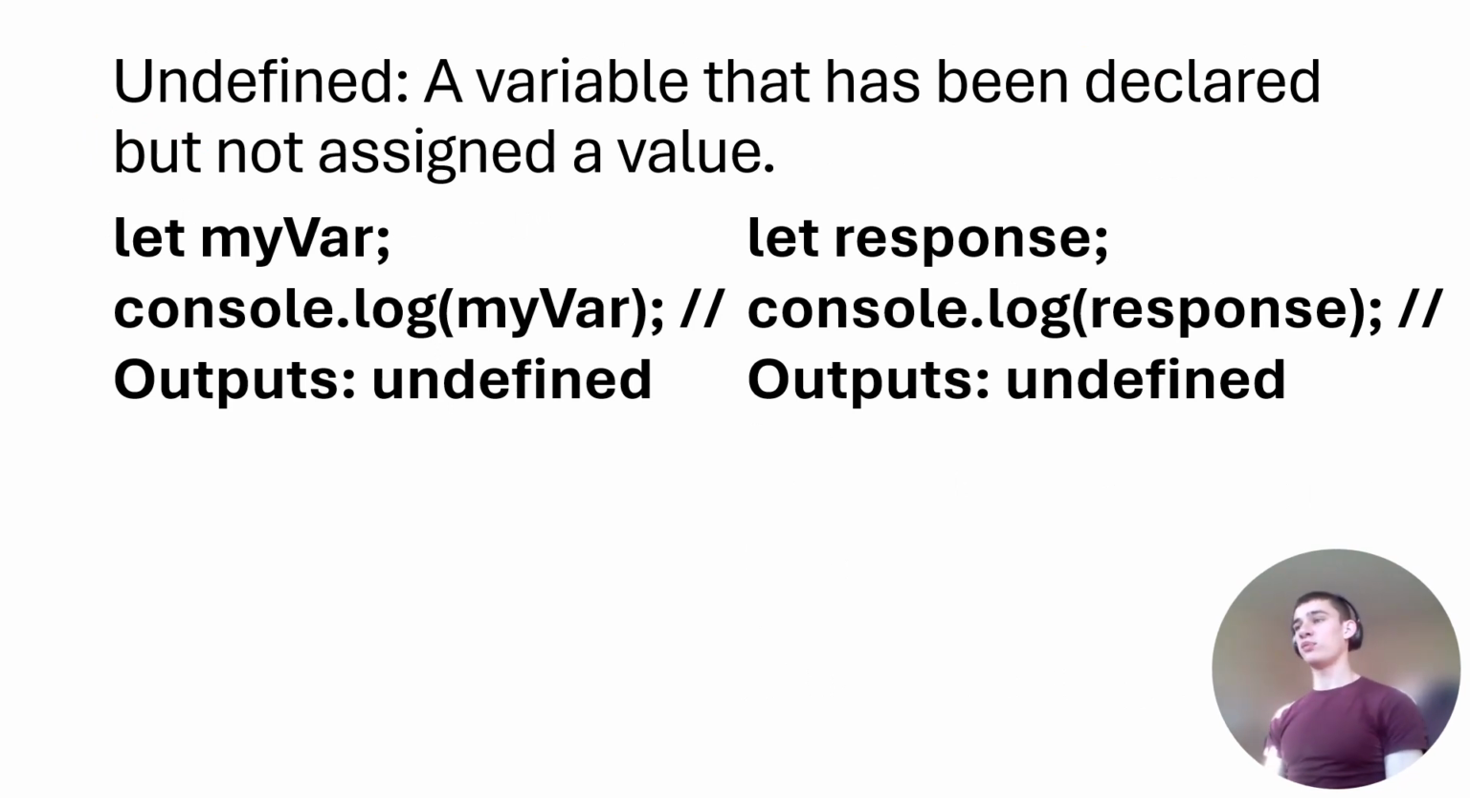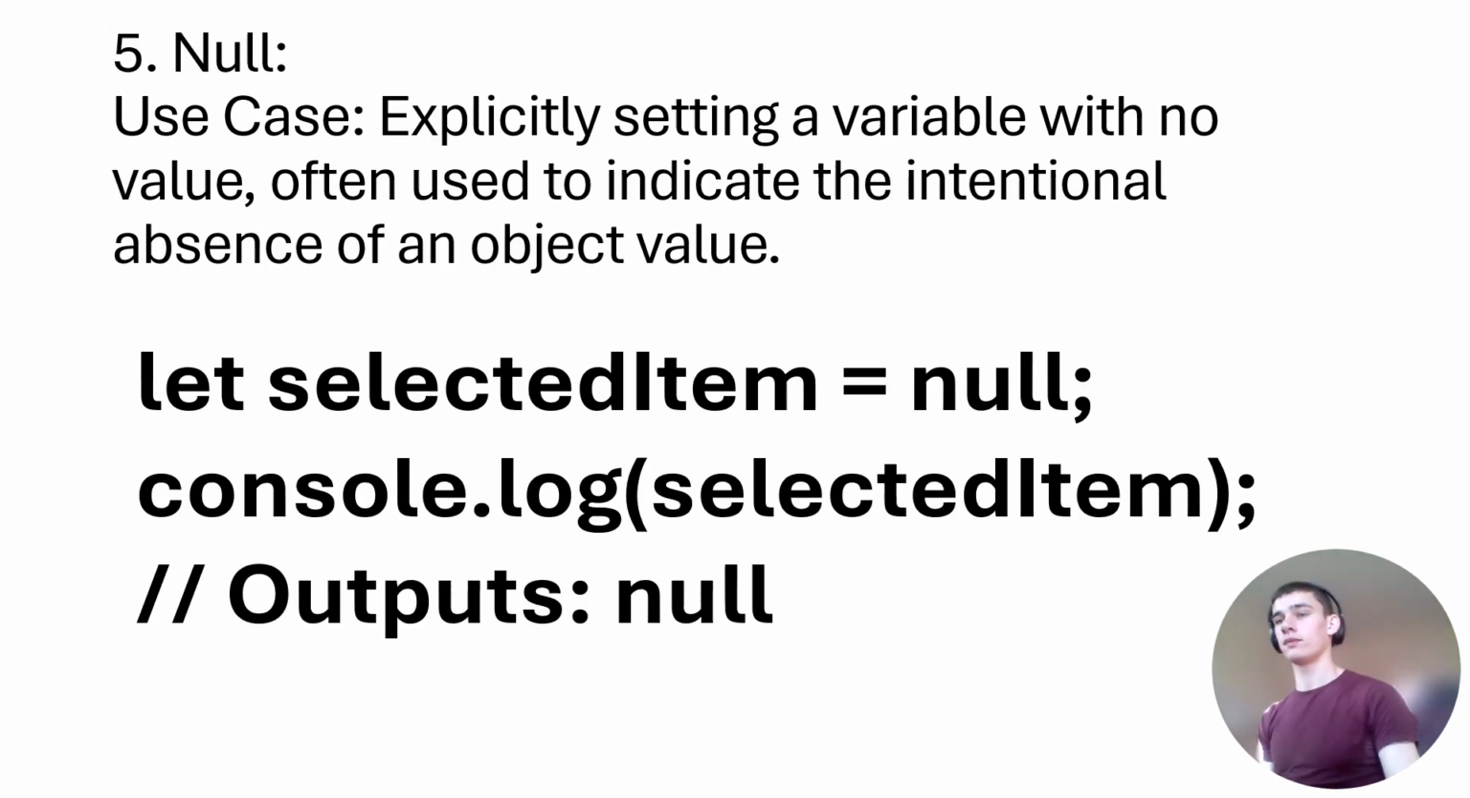Undefined. So this is a variable that has been declared but not assigned any value. So when we output it to the console, it's going to say undefined. But when we use the null keyword, it's still a non-defined variable, but it's been given the null value. It's been told that it has no assigned value. So it's an intentional absence of value rather than just not being given anything.